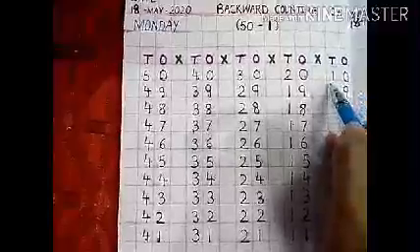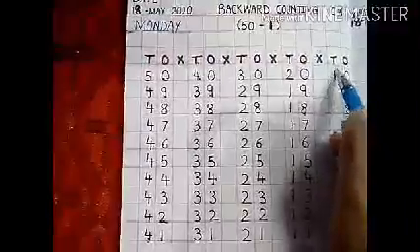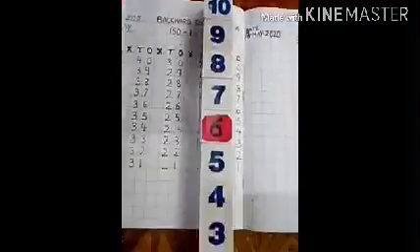Now come to the fifth line. Tens, ones. Below tens write 1 and below ones write 0. Now class, 9 to 1, they are all single digit numbers, so they come in the place of ones. Okay. Now I show you one example. Slowly repeat with me.